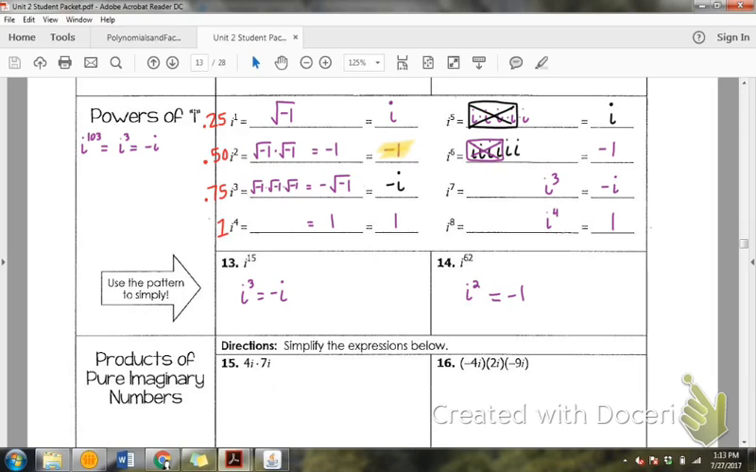Good job, guys. i to the 78th. Write that down. Use your calculator. Do not shout out the answer, please. You're always dividing by 4, so 78 divided by 4. Look at the remainder. See how many quarters that is.